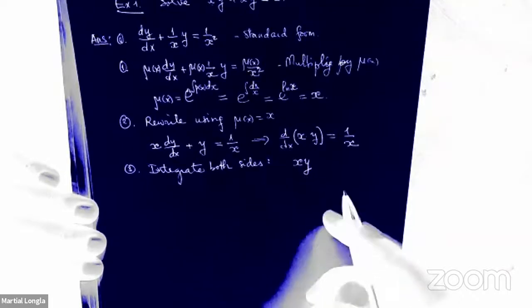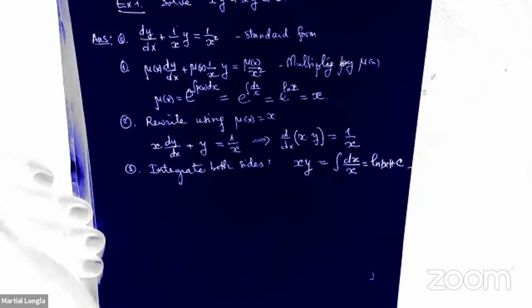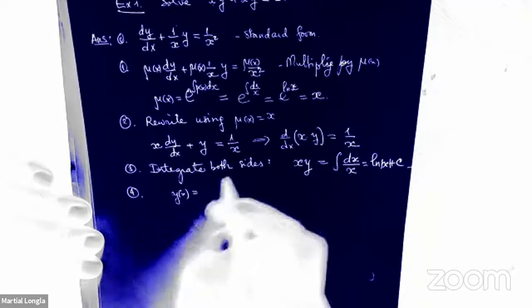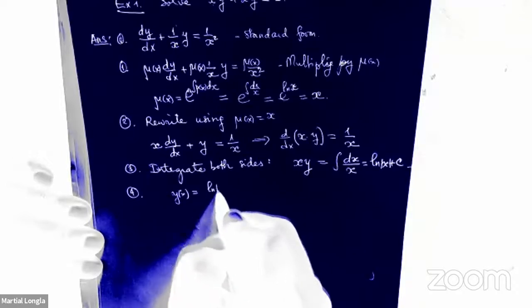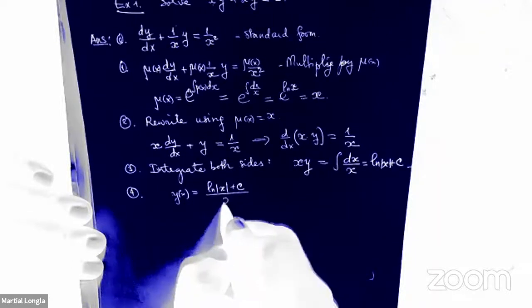So we integrate both sides of the equation. When we integrate both sides, the left-hand side always turns into mu of x times y. Mu of x is x, and that's y. So we just remove d over dx on the left, and the right-hand side now becomes the integral of dx over x. And the integral of dx over x is natural log of x plus a constant. And then usually we actually need to have the absolute value on this, right? And the last step said, you just divide and you get y of x equals natural log of absolute value of x plus c, over x. That's it.